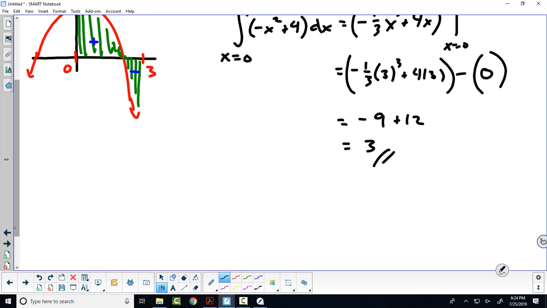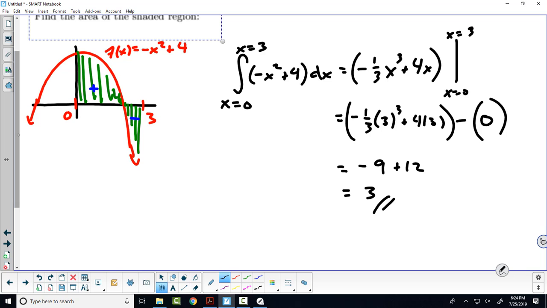Okay. What else do I want to say? How does this number compare to our 16/3 from before? Well, 16/3 is a number a little bit bigger than 5. This is the number 3. So what happened? The definite integral counted this region right here as negative, so it took our 16/3 and then subtracted this amount from it.